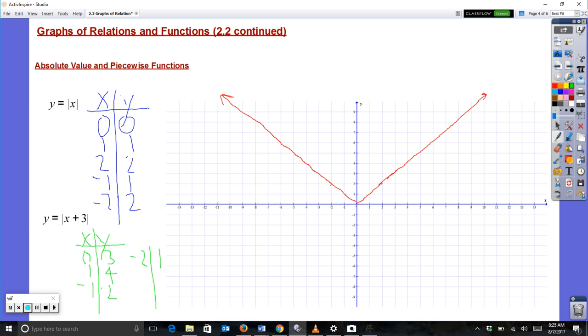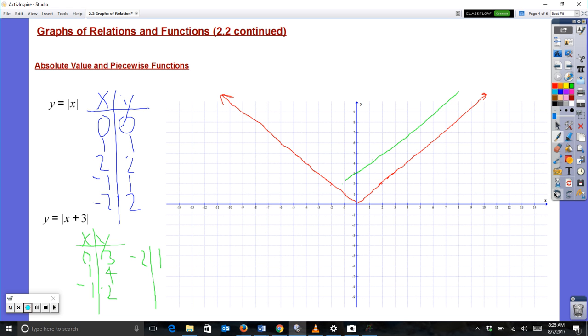So there's 0, 3, 1, 4, -1, 2. And I'm going to kind of draw the wrong thing for a second here. It's very common for people to just start getting those points and then just say, well, it's a line. Absolute value is never a line. There's going to be a V to it. It's going to make the turn somewhere.